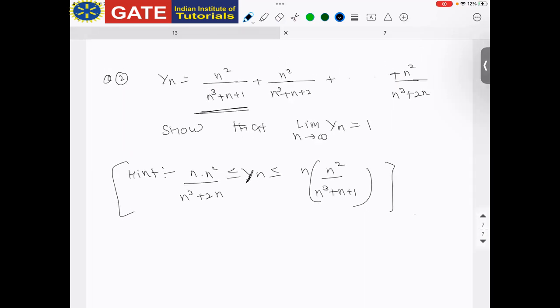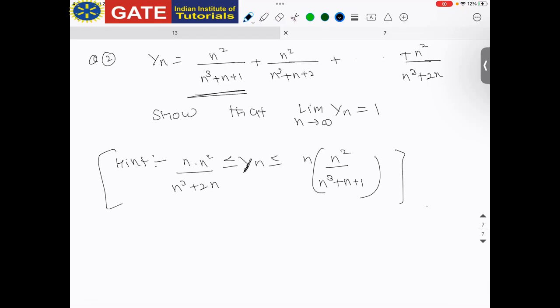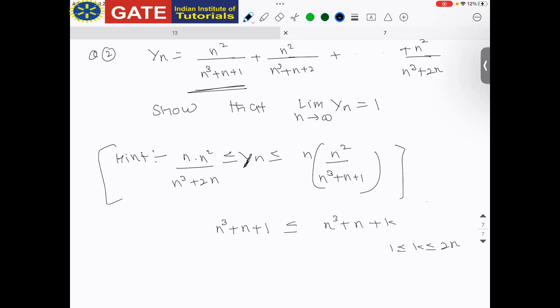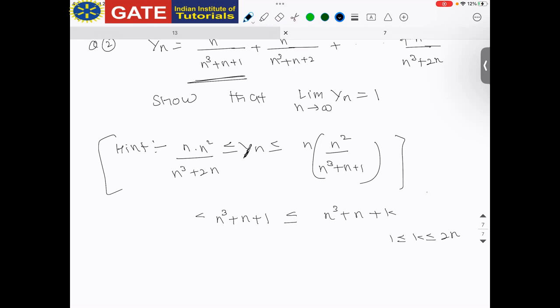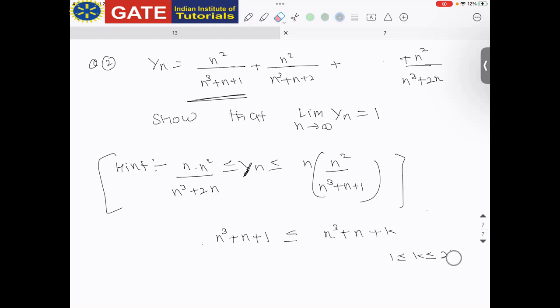So let me explain this again. Look at n cube plus n plus 1. This is less than or equal to n cube plus n plus k for k greater than or equal to 1 and less than or equal to 2n. Actually, this is true for any k greater than or equal to 1, but we are only restricting our case to up to 2n. I think Akash, k should be between 1 and n, because the last one is n plus n. Yes, thank you, my bad. So k has to be between 1 and n.